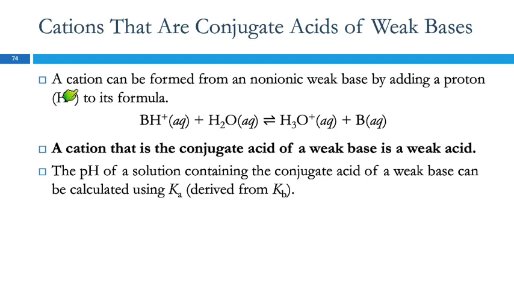So a cation can be formed from a non-ionic weak base by adding a proton to its formula. So here the base would be B, and we've added a proton. That makes a cation, and this is a cation derived from a weak base. And so it can react with water to form hydronium ion and the base again. So this is a cation that is the conjugate acid of a weak base. A conjugate acid of a weak base is a weak acid.